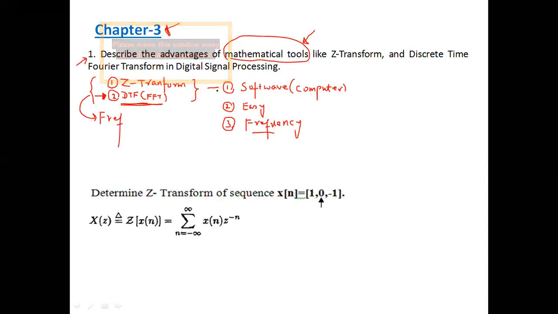So you can mention many more, but these are the 3 most important advantages of this transform domain analysis. First, it's very easy for software implementation, very easy to use computers in the transform domain. Second, analysis and design will be easy compared with the time domain. And finally, these transform domains use frequency instead of time.